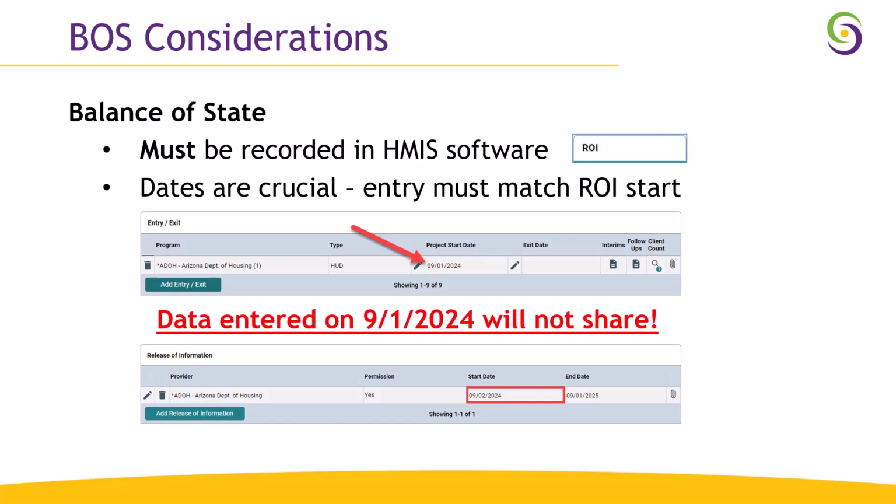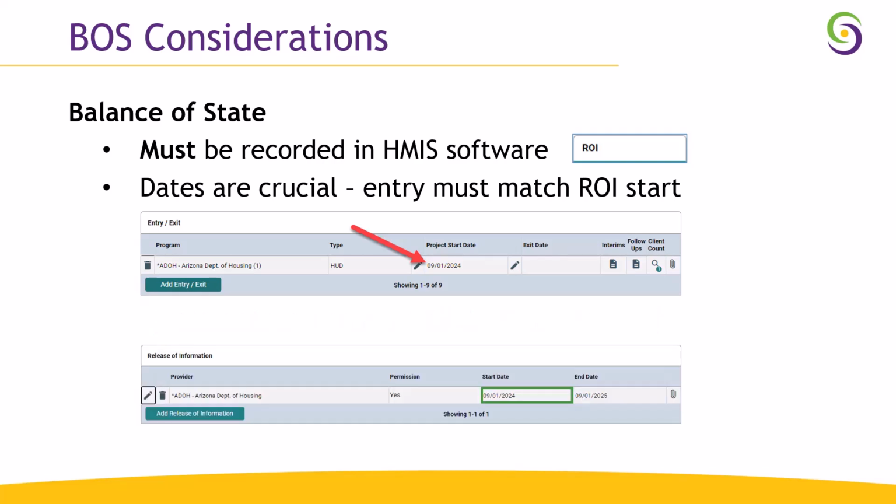So any data you entered on 9/1 on the client's project date, including client demographics, homelessness history information, income, disabilities, health insurance, that information will not share because the ROI date does not cover the project start date. So we want to make sure that we're very cognizant of which dates we use. So what a better looking situation would be on the bottom, we now see that the start date is 9/1/2024, which matches the project start date exactly. This will allow all the information to share, like previously mentioned, the demographic information, homelessness history, income, disabilities, which is what we want to happen in HMIS.